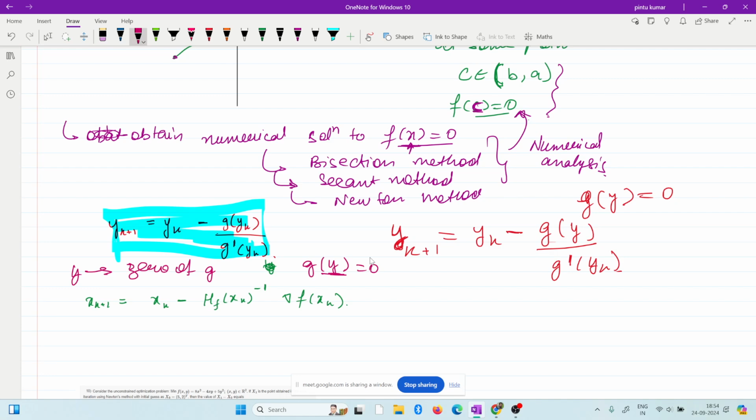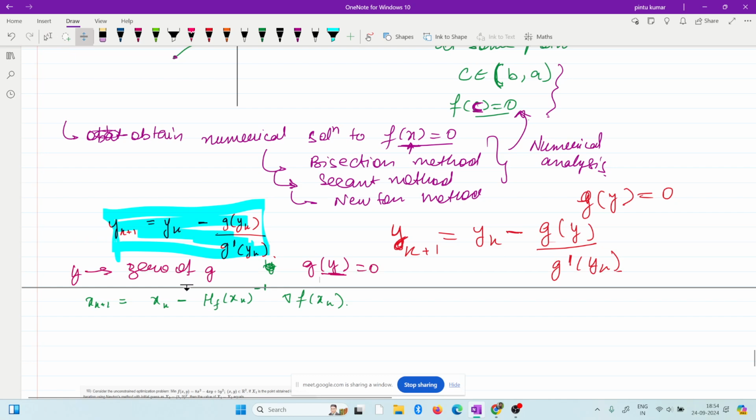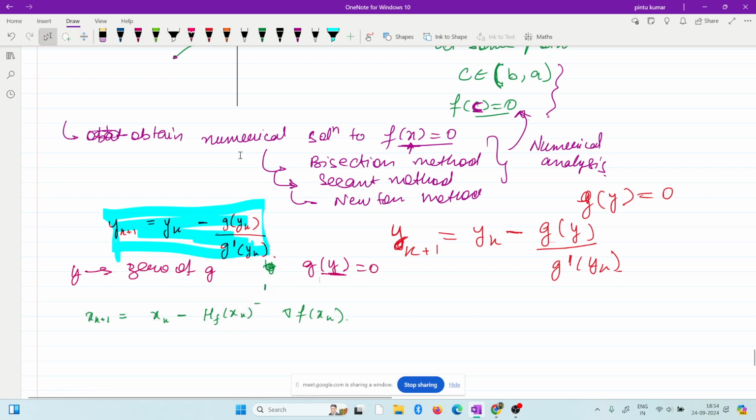But how can we use this in order to optimize our function or to find stationary points? The way we can use it is: how do we find the stationary point? We find the stationary point if f dash x is equal to 0. So rather than applying Newton's method on f, if we apply it on f dash x, we can find a point where f dash x is equal to 0. That's the idea behind Newton's method.